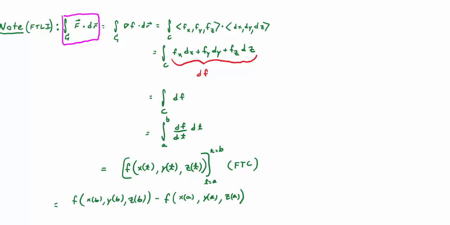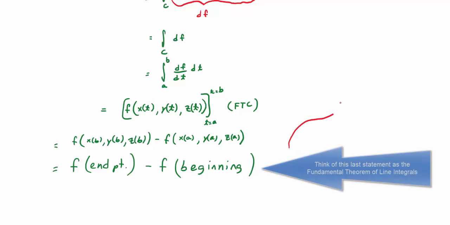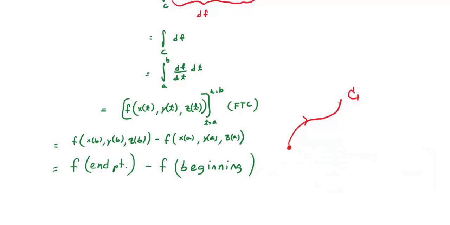So what this is saying is to evaluate this thing, you can take f of the endpoint minus f of the beginning point. What do I mean by that? Well, remember what we're doing. This is a line integral with respect to a vector field. So we have, say, a curve C. Maybe it's parameterized like that. Maybe we're going from this point to this point.